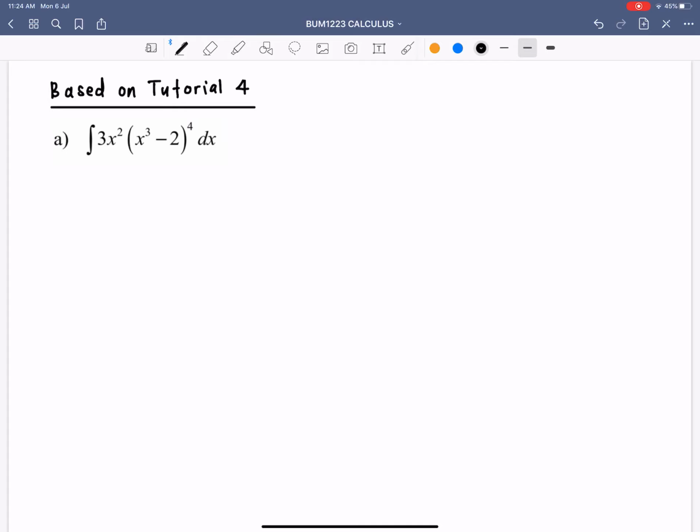Next, we want to look at a question based on tutorial 4 given in the column. So for this question, if you look here, it is difficult if you want to expand this part, x cubed minus 2 power of 4. Even though it is possible, it is still difficult. You tend to make mistakes if you do it. Then an easy option to perform the integration for this particular function is by using the substitution technique.